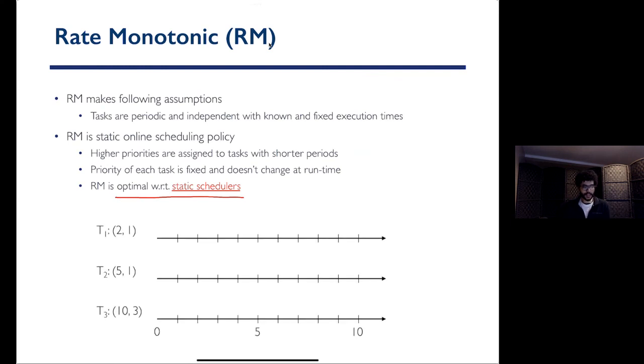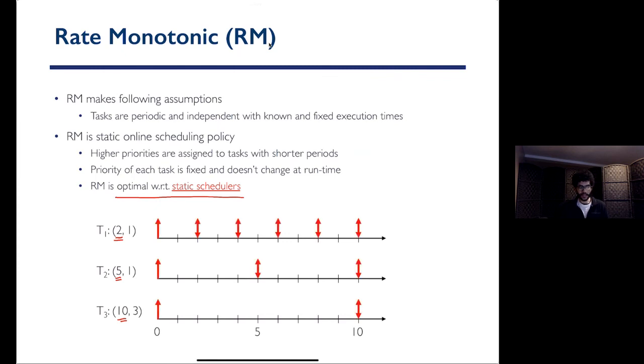Let's look at the same example that we just ran for round robin and see how RM deals with it. In this example, task 1's period is 2, task 2's period is 5, and task 3's period is 10. This means that T1 is going to get the highest priority because it has the shortest period. Task 2 is going to be the middle priority, and task 3 is going to be the lowest priority.